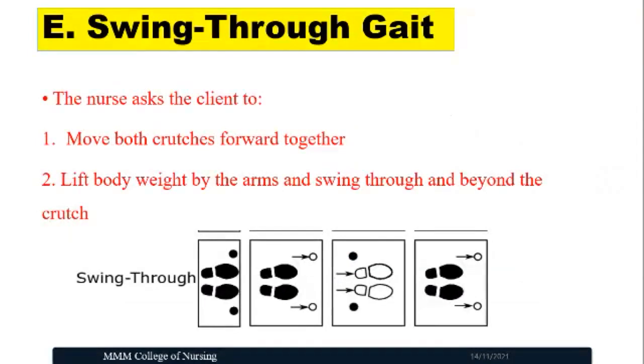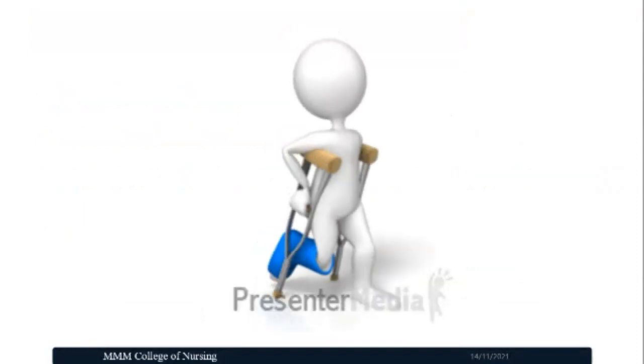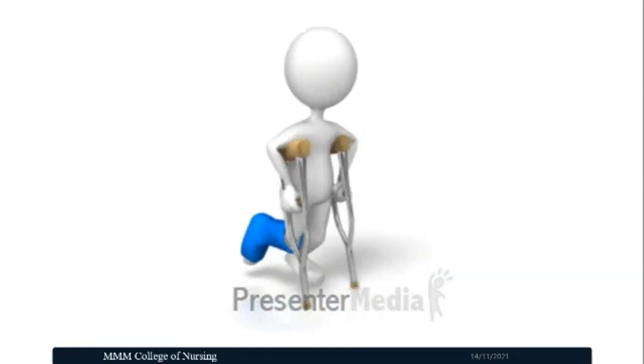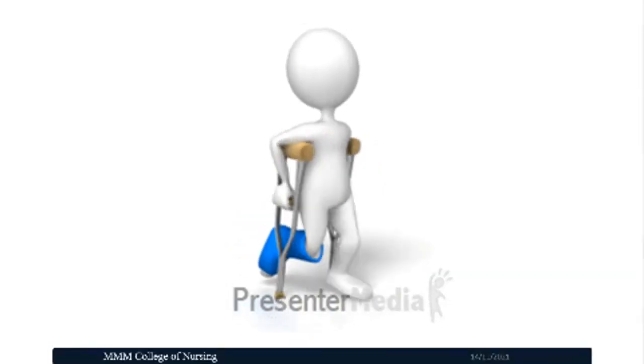The next gait is the swing-through gait. Here, the patient has to move both crutches forward together, then lift the body weight by the arms and swing through and beyond the crutch. That is bringing the crutch forward, then bringing the legs beyond the crutch. It is similar to jumping in front of the crutch.